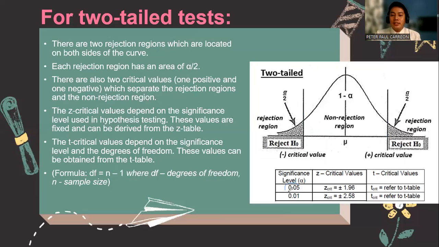For a 95% confidence level, or a significance level alpha equal to 0.05, the critical values are positive, negative 1.96. While for a 99% confidence level, meaning our alpha or significance level is 0.01, the critical values are positive, negative 2.58. For the T critical values, always refer to the T table by using the degrees of freedom, which is n minus 1, where n is the sample size.